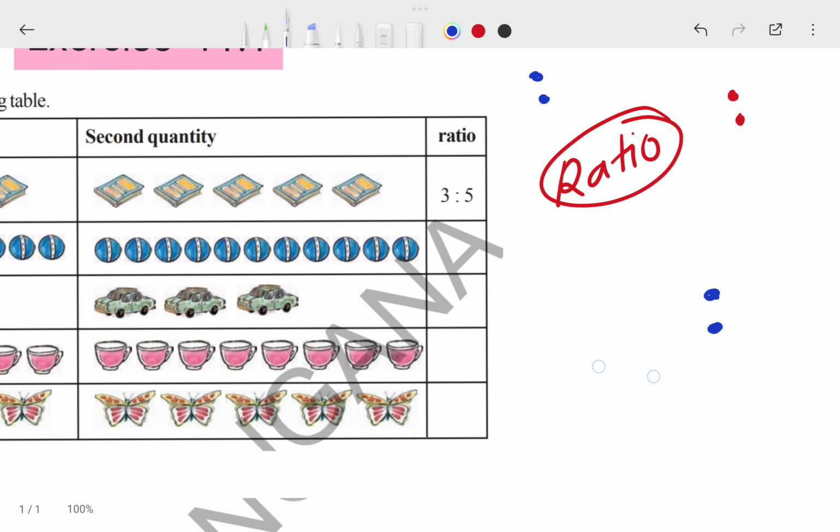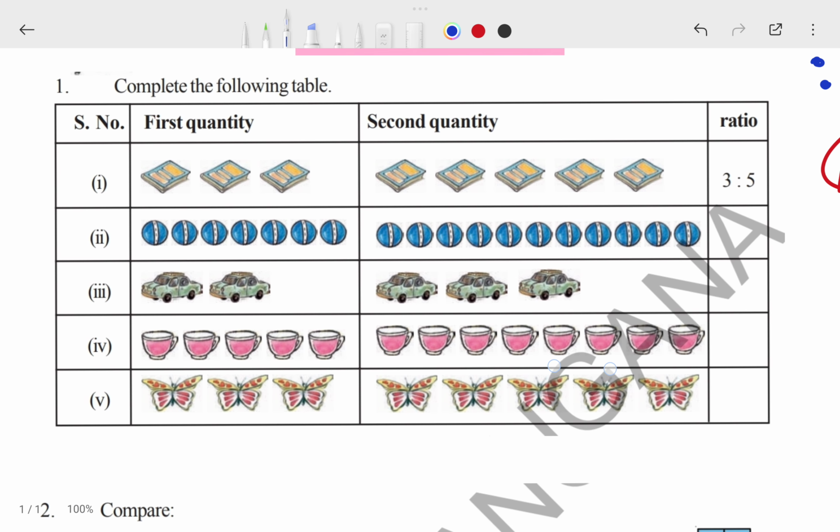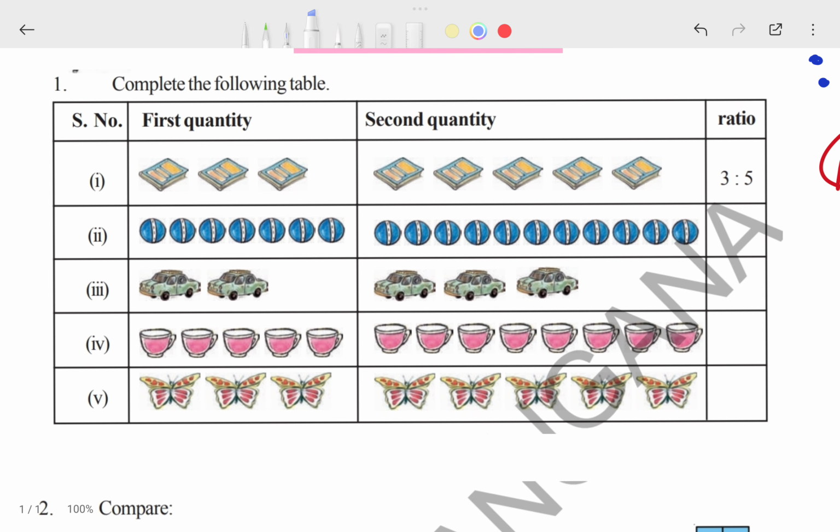Is it clear? Right, so let's talk about the first question. The first question is very simple. It says, complete the following table. So we have to complete this table. How? In the first quantity, how many figures are there? Let's look, 1, 2, 3 figures are there. How many figures? 3 figures. So here it is written 3.